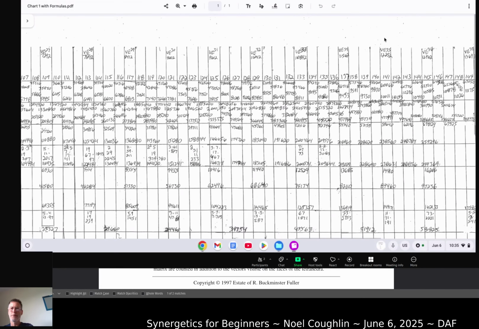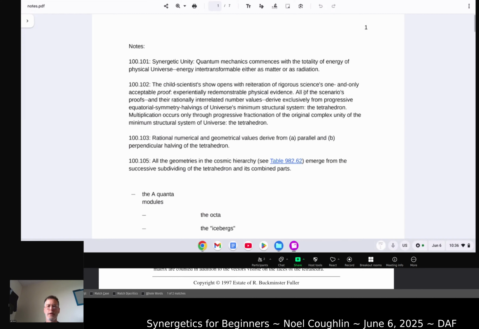Bucky says quantum mechanics commences with the totality of energy of physical universe, energy intertransformable either as matter or as radiation. So the scientist has a rigorous, I'll just read it. The child scientist's show opens with reiteration of rigorous science's one and only acceptable proof, experientially redemonstrable physical evidence. So we can demonstrate it experientially over and over.